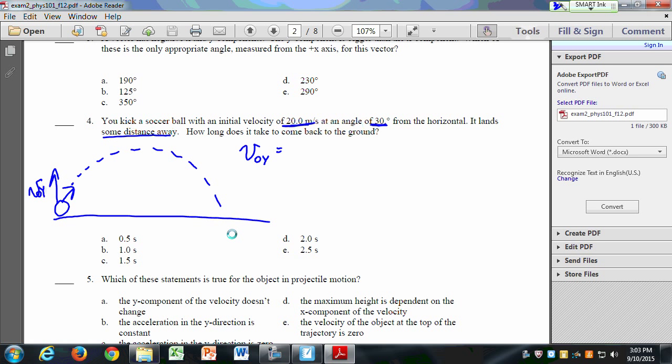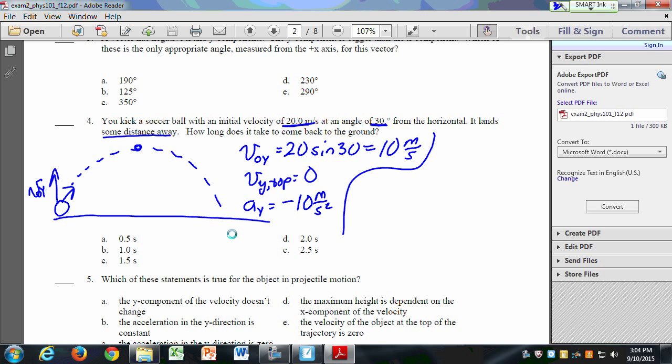All right, so v_0y is going to be 20 times sine of 30. I always forget this. Is this half or 0.86? Yeah, this is half. So this is 10 meters per second. That's the y component of the velocity. And I know that at the top, the velocity in the y direction is equal to 0. I also know that the acceleration in the y direction is negative 10 meters per second squared. So I can do just like we did in the previous section. I can find that time.